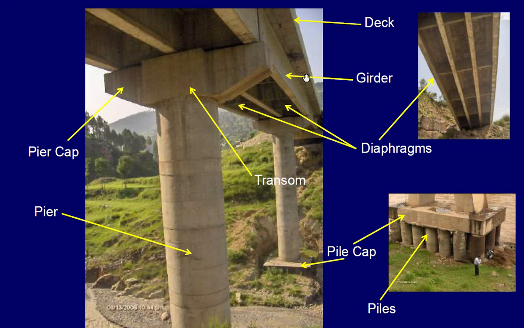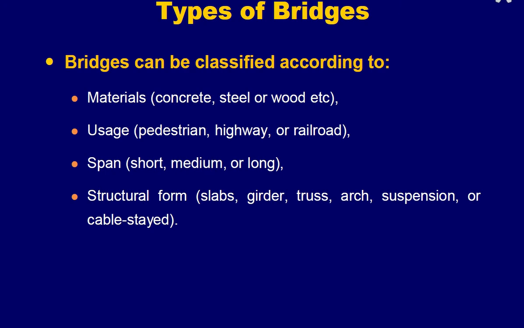The girders are supporting the deck slab. Okay, so this is the mechanism. You can see the transom as well, you can see the diaphragms as well. So these are the different components of a typical girder bridge, not the slab bridge, not the cable stayed bridge, not the suspension bridge or other types of bridge. This is a simple girder bridge.